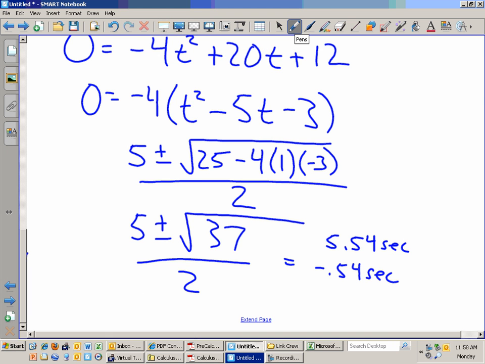Can I have negative 0.54 seconds? No, because my domain stipulates that I only have positive time here. So we get rid of that. So we know 5.54 seconds.